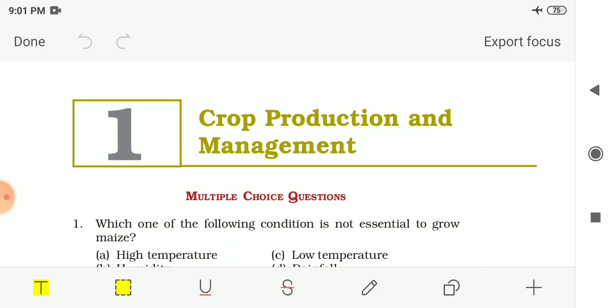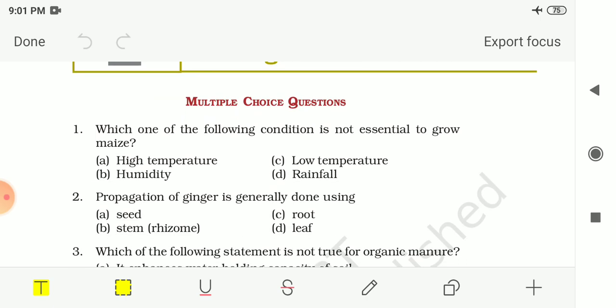So this is what we had seen in the first chapter. So now let me start the solution of the exemplar book. In this, the first question is multiple choice questions, or choose the correct answer.